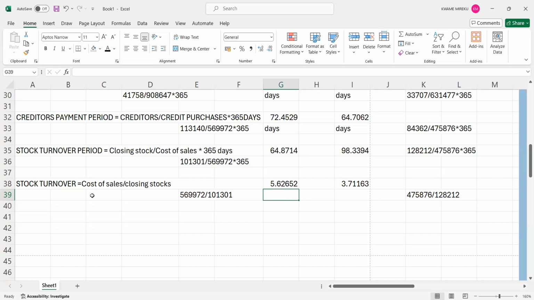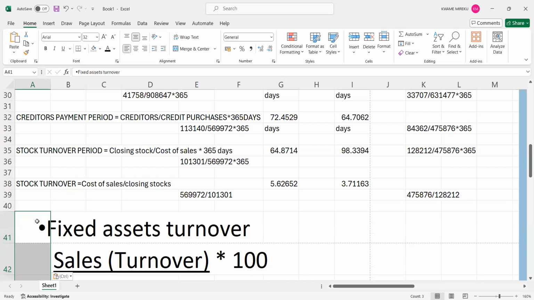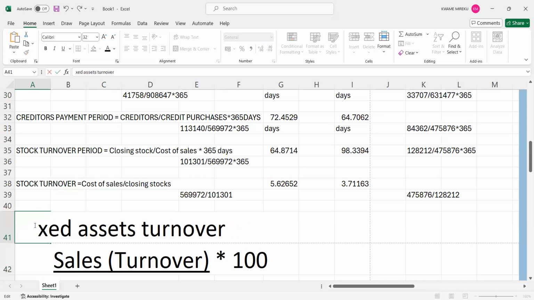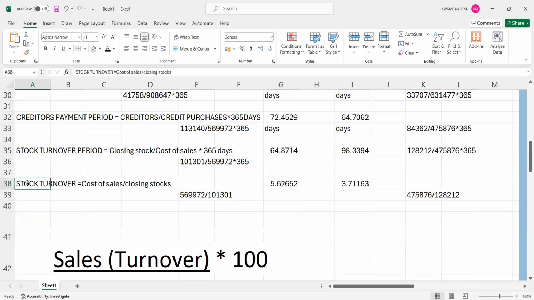Now, the last ratio we want to look at under this is, I think, the fixed asset turnover. Where we look at our ability to use our assets to get sales. Yeah, the fixed asset turnover. How you are able to efficiently use our fixed assets to sell. In fact, in a business, when you have fixed assets, we expect you to utilize the fixed assets in making sales.